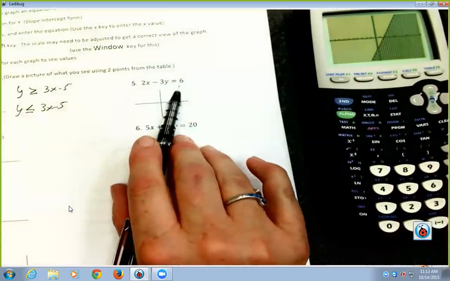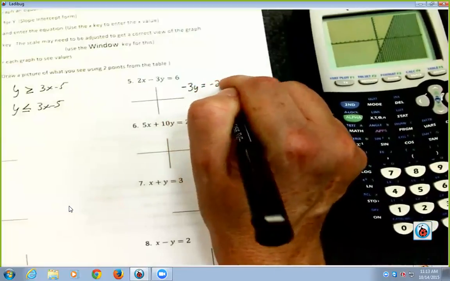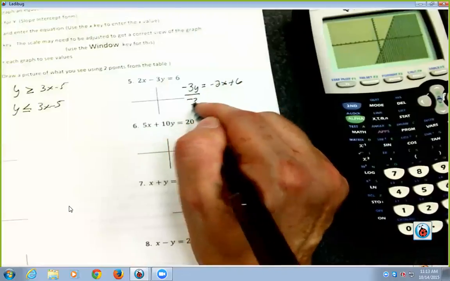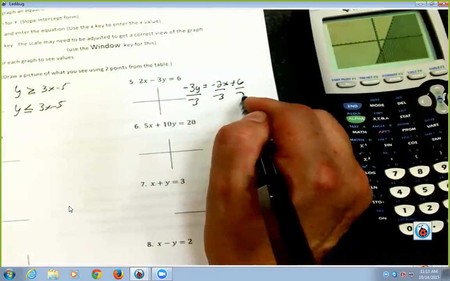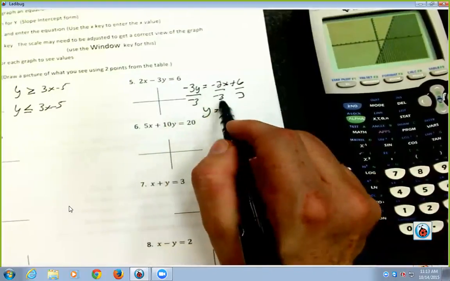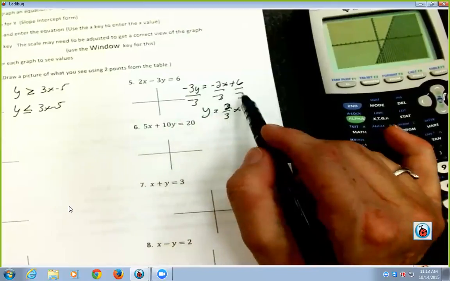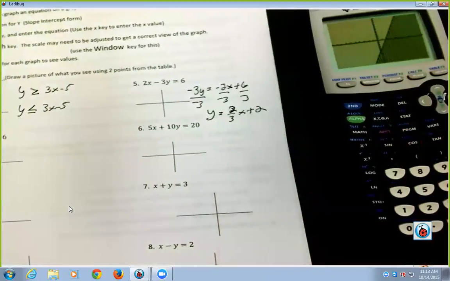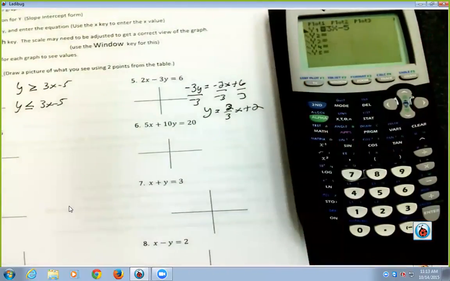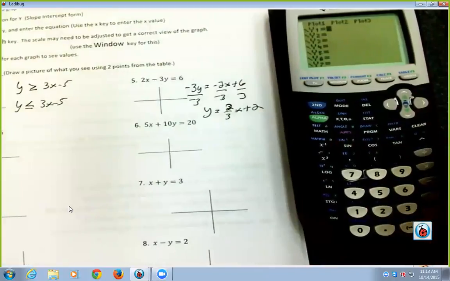Well, I have to move 2x over. So that's going to give me a negative 3y is equal to a negative 2x plus 6. Divide by negative 3. And I find out that y is equal to negative 2 divided by negative 3 makes it positive, and 6 divided by 3 makes it a 2. So now if I want to put this on my calculator, I go to y equals, clear out what I had in the first one, and I'm going to put 2/3.